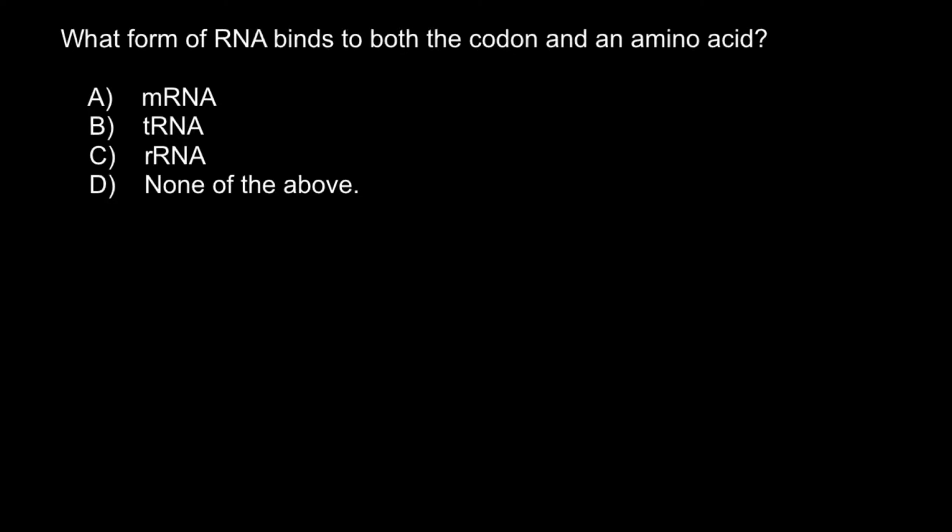Hello and welcome to Nikolai's Genetics Lessons, and today's question is: what form of RNA binds to both the codon and amino acid? Here are four answers to choose from.